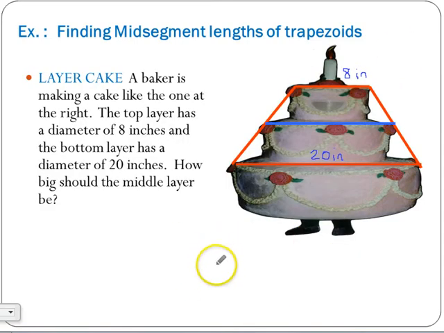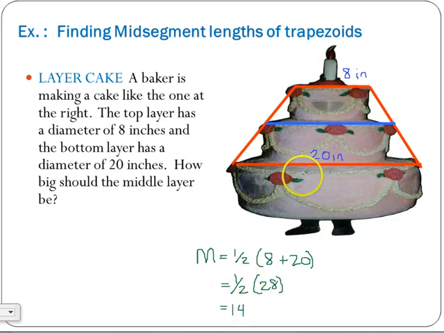So the middle layer, I'm going to put M for the middle layer, is going to equal 1/2. We have to add the top layer plus the bottom layer and divide it by 2. So really we're taking half of 28. And what is half of 28? 14. So that middle layer would need to be 14 inches. That's a big cake.